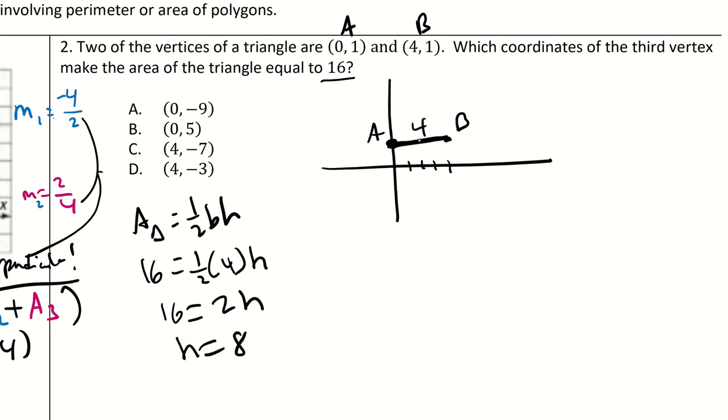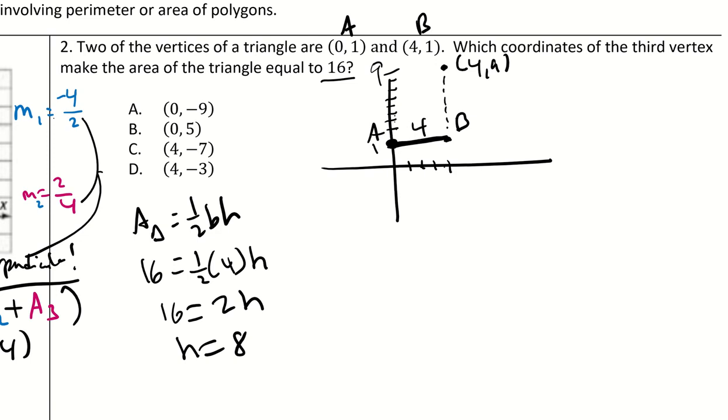So wherever this point C has to be, 8 away from B or from A, right? So it could potentially be 8 away from B. So let's do that. Right now their height is 1. So 8 away would be at the 9, right? 2, 3, 4, 5, 6, 7, 8, 9. So that's going to be 8 away. So it could be over here, right? Potentially it could be at the coordinate 4, 9. That's a possibility.